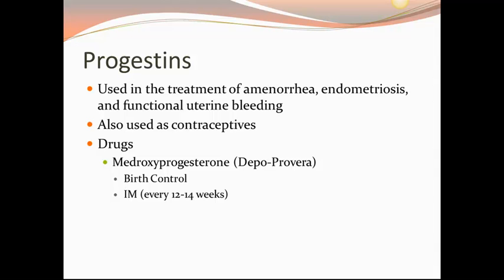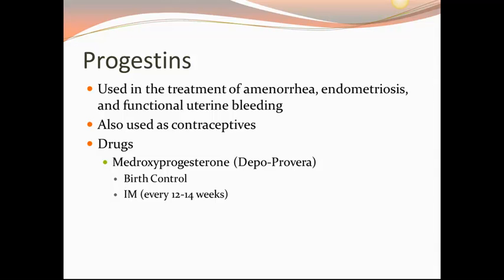Progestins are used in the treatment of amenorrhea, endometriosis, and functional uterine bleeding. They are also used as a contraceptive. Progestins are the ones that usually tell the uterus lining to shed. So this is how it prevents pregnancy, is by activating the uterine lining to create a menstrual period.